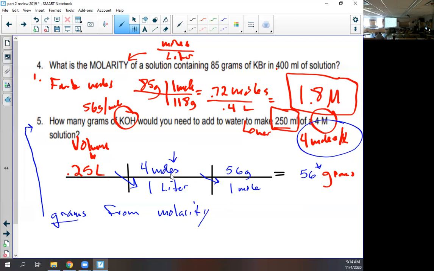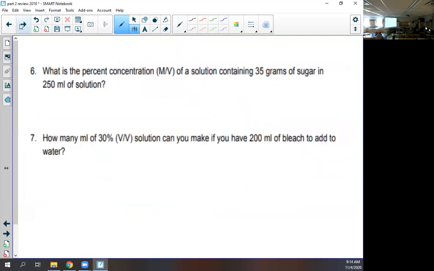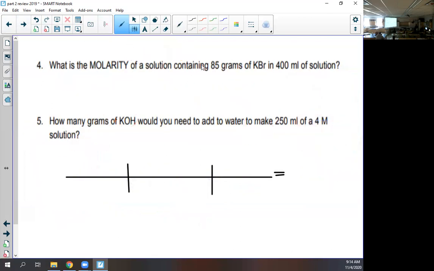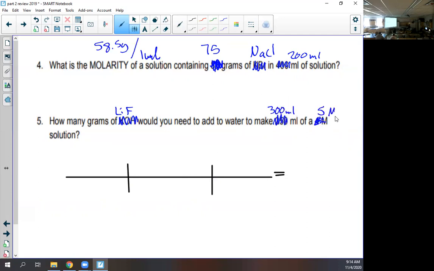Okay, we better do another one, right? Okay, 75 grams of NaCl in 200 milliliters. NaCl is 58.5 grams per 1 mole. Okay, you work on this one and I'll write another one here. Give that your best shot.